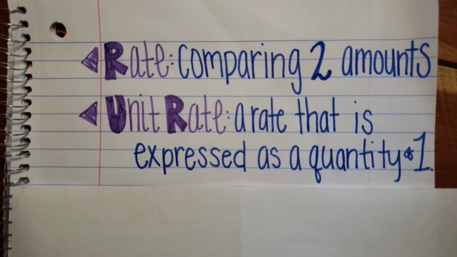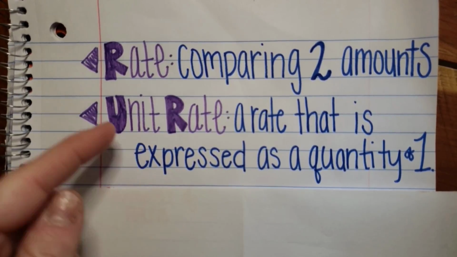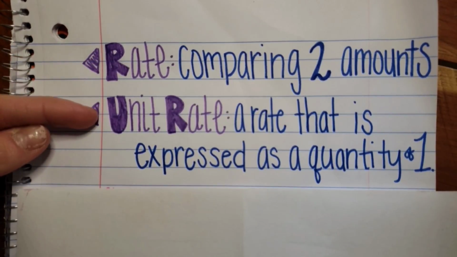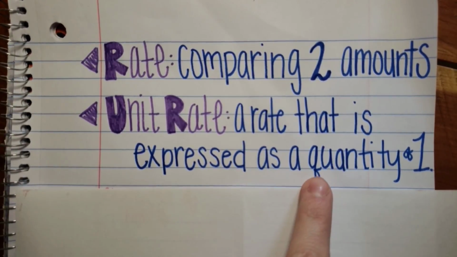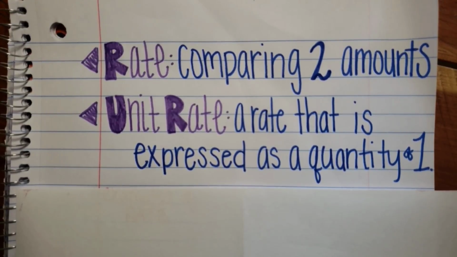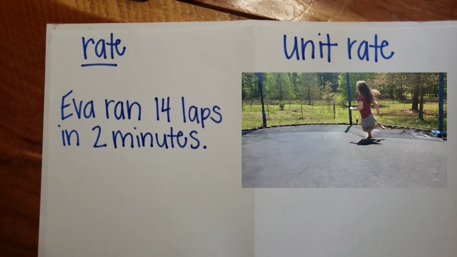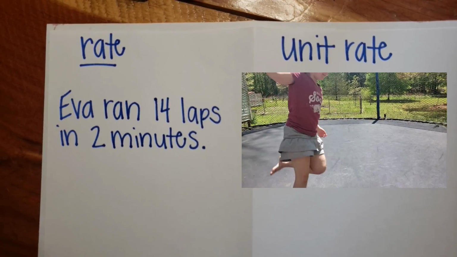Our second definition that we're going to go over is a unit rate. And we've talked about what a unit is. A unit stands for 1. So anytime we take a rate and we turn it into a unit rate, we are putting it down to a quantity of 1. A rate that is expressed as a quantity of 1. So we're going to take all of our rate examples and we're going to now find the unit rate of them. Okay, so we're going to start with Eva ran 14 laps in 2 minutes.